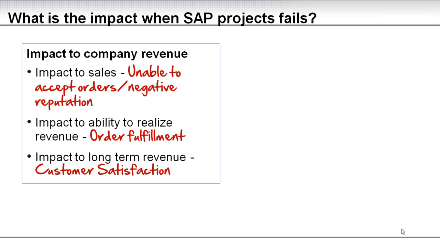It can be impact to realized revenue. Basically, you have the order, but you can't fulfill it because SAP, in this case mostly around logistics and production, you are not able to actually produce or provide the service that is required to fulfill the orders placed. And impact to long-term revenue: both of these impact customer satisfaction, and that means that people will go elsewhere if you are unable to perform, depending on what industry and what situation you're in.